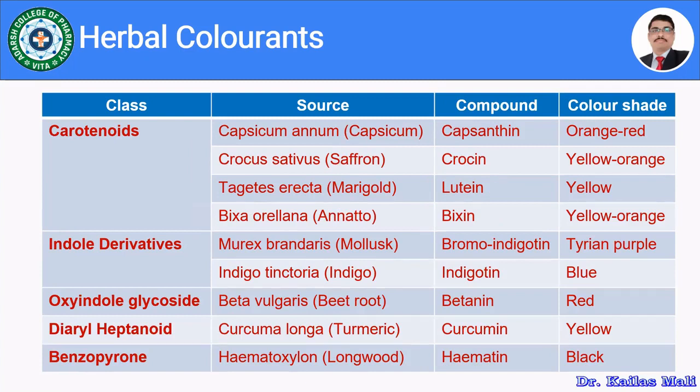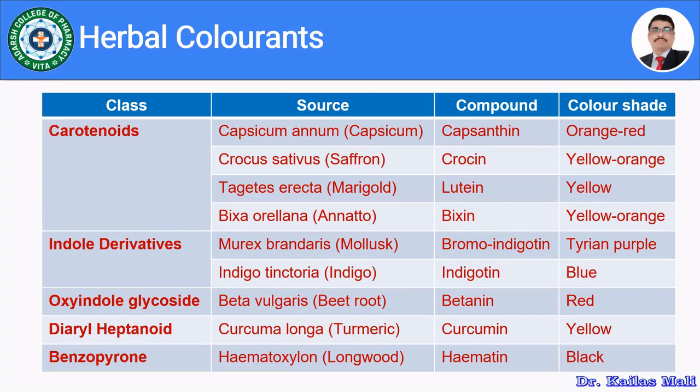The next class is the carotenoids. The very first example is capsicum, which is obtained from Capsicum annuum, which comprises mainly the chemical constituent capsanthin, which is responsible for orange to red color. Then saffron, which is obtained from Crocus sativus, comprises mainly crocin, which is responsible for the yellow to orange color.